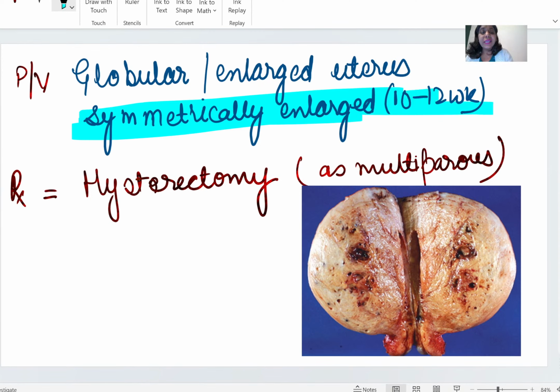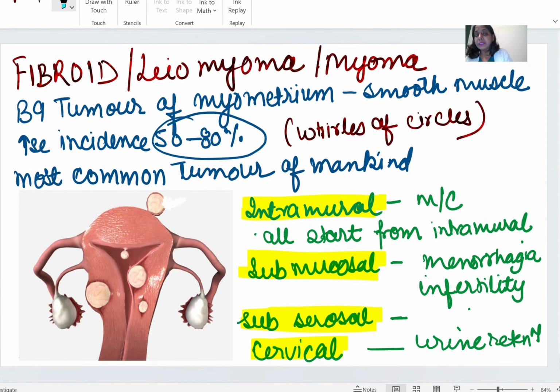Okay, and it is 10 to 12 weeks. Okay, the treatment, because the patient is multiparous, so the treatment is hysterectomy. Okay, now let us discuss fibroid.